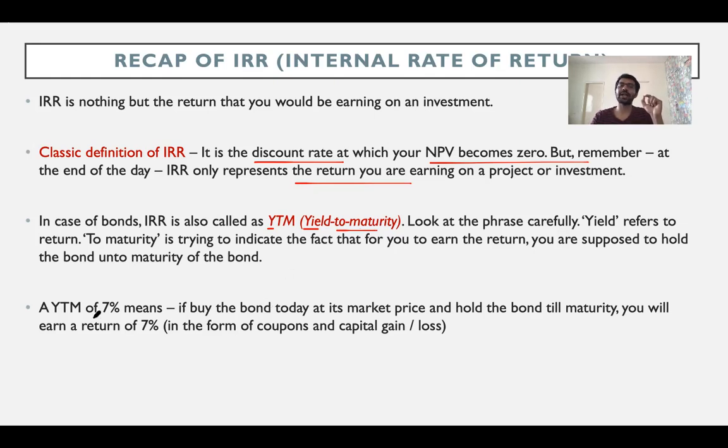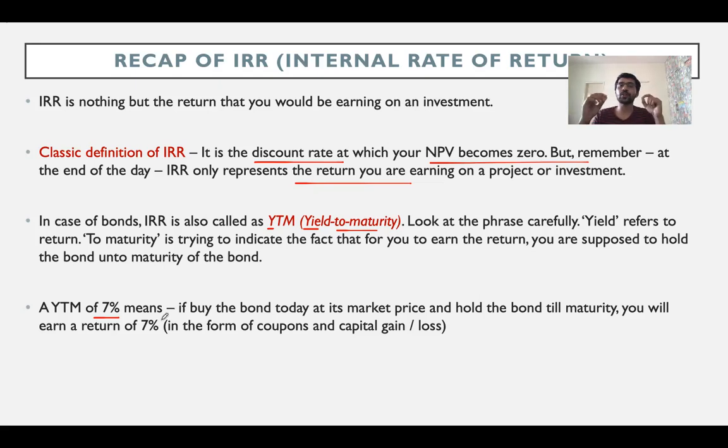For example, a YTM of 7% means if you buy the bond today at the market price which is prevailing, and then you hold the bond until maturity. What I mean by you hold the bond until maturity is that you're receiving coupon every year for the next 5 years, and you're also receiving the face value at maturity, right? So if you buy the bond today at the prevailing market price and you hold the bond for 5 years, during which you will receive coupon and the face value, then the yield, or nothing but the return that you would earn from the bond, is 7%.